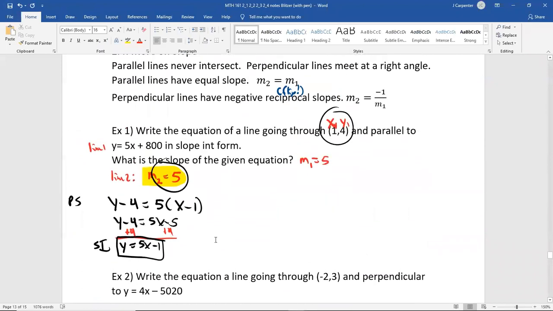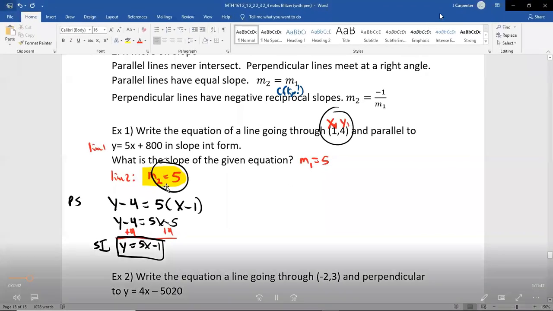Okay, so we did example 1, where instead of me giving you a point and a slope, or 2 points, I gave you a point and an equation of another line, and that other line was parallel. So parallel means that the slopes would match. So the first thing we had to do was find the slope of that line, which was 5. Our new line will have the same identical slope, and then we just use that slope and the point we were given in point slope form.